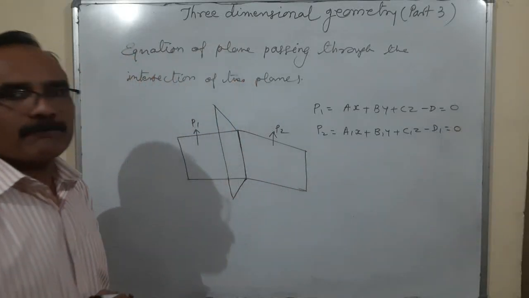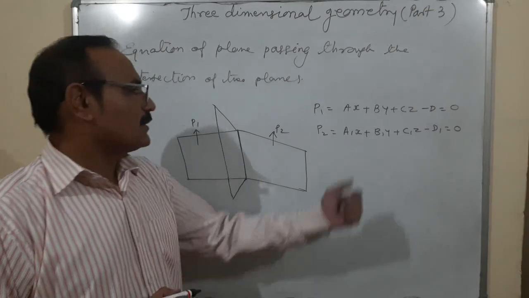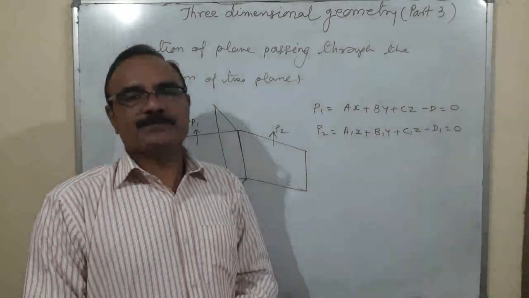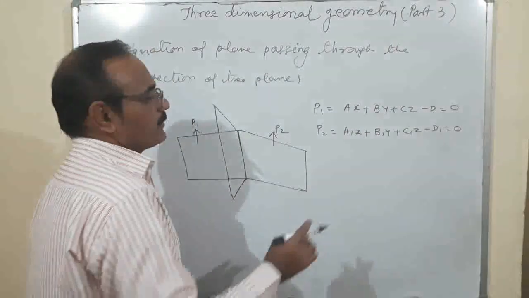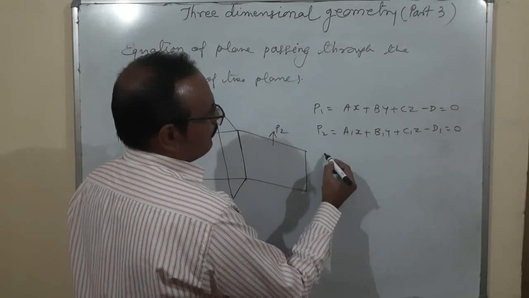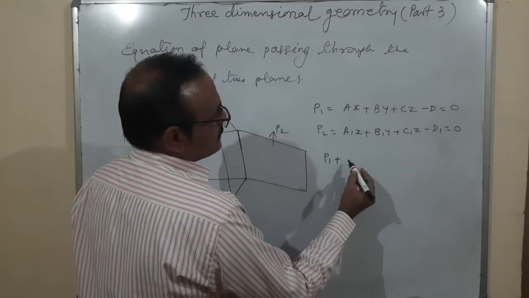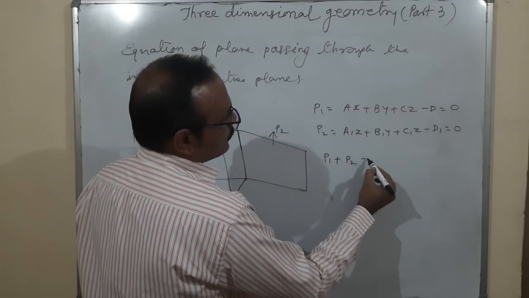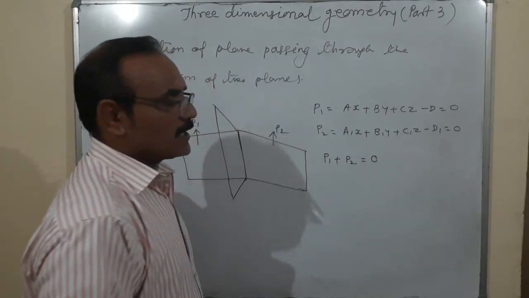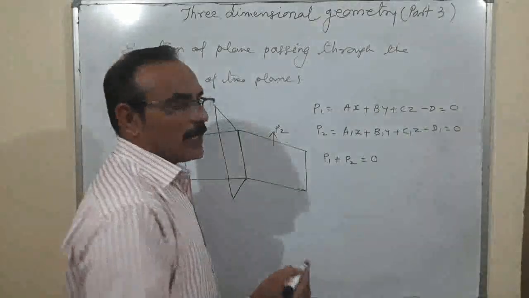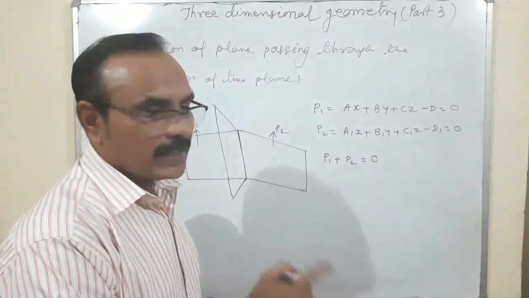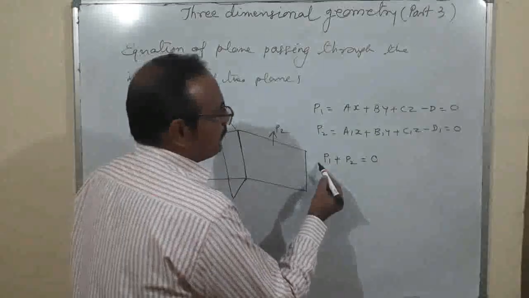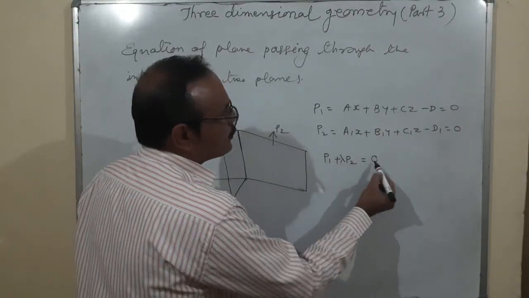What happens? There are two planes P1 and P2. When I am going to add them, these planes are not the same. So if I write P1 plus P2 is equal to 0, it is not always true. But when we multiply any scalar quantity to any one of the planes, then definitely it would be okay. So like P1 plus, may I write, lambda P2 is equal to 0.